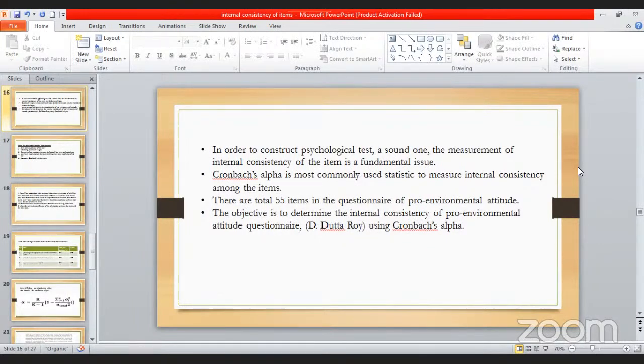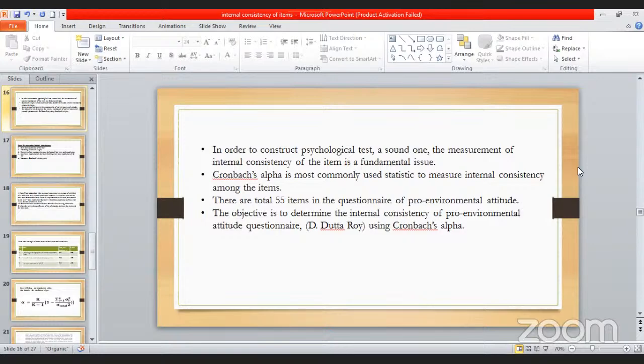Okay. So in order to construct a sound psychological test, the measurement of internal consistency of the items is very important. You have learned that. Cronbach's alpha is the most commonly used statistic to measure internal consistency. In the case of this particular questionnaire, the pro-environmental attitude questionnaire, there are 55 items. And now we will show how to check the internal consistency reliability of this questionnaire.